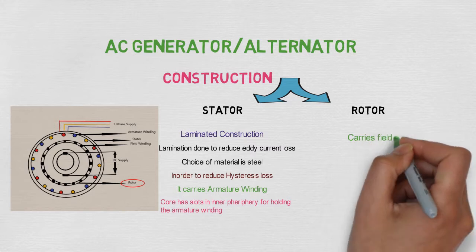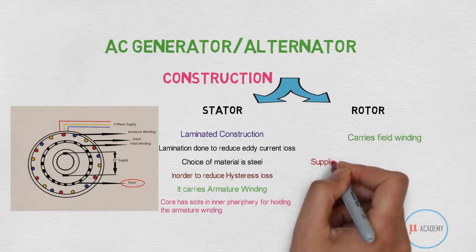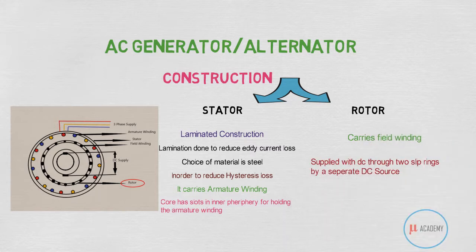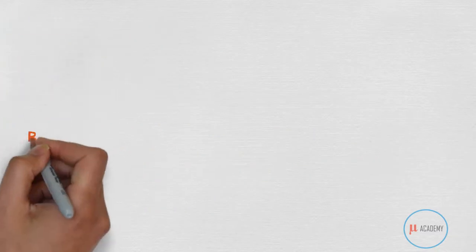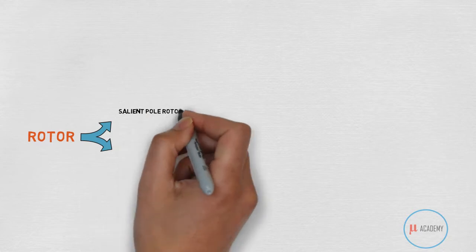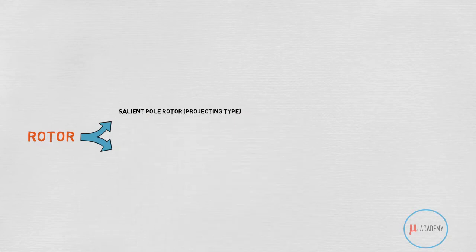In the case of rotor, it carries field winding supplied with DC through two slip rings by a separate DC source. Rotor can be classified as salient pole rotor or projecting type, and non-salient pole rotor, cylindrical type.